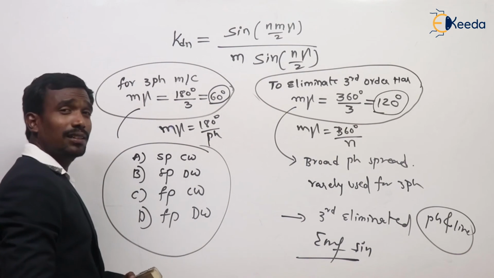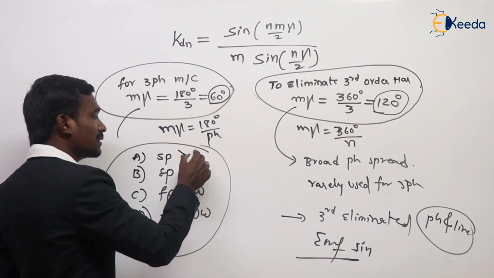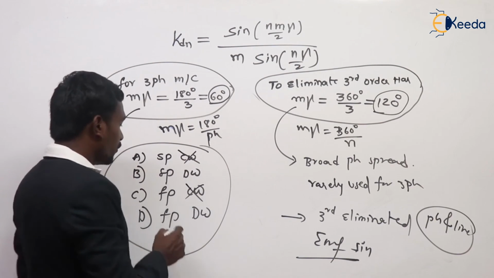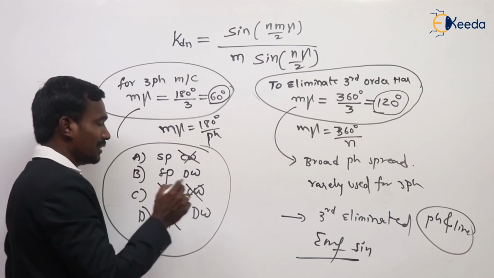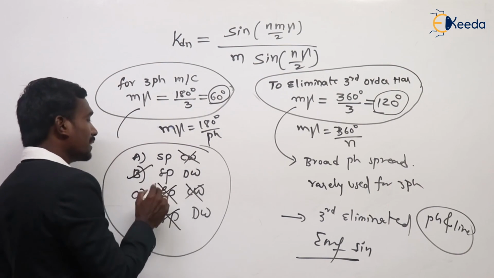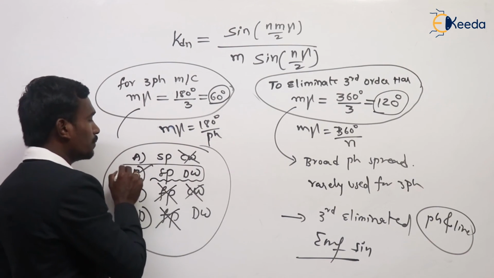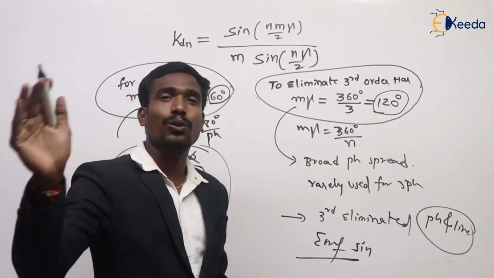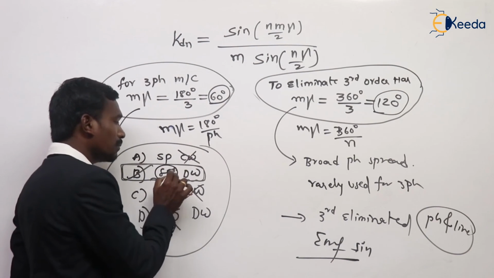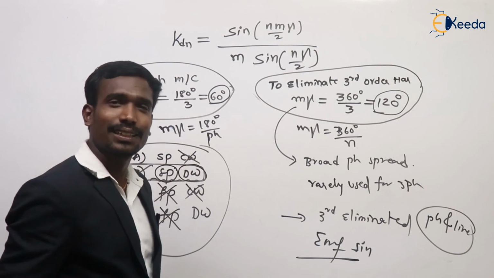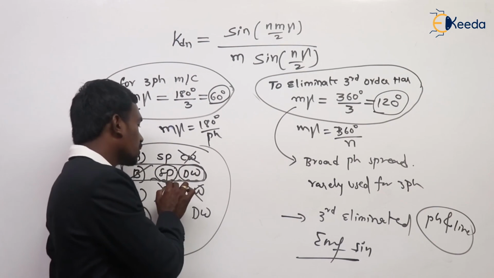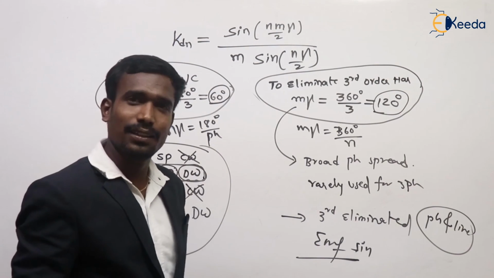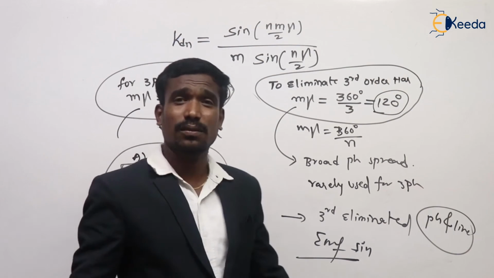Tell me the answer. In concentrated, EMF is not sinusoidal. Yes or no? In full pitch, EMF is not sinusoidal. Then when can we get the sinusoidal? Short pitch and distributed winding. We can get the sinusoidal EMF because here lower order harmonics are eliminated and here higher order harmonics are eliminated. Here alpha is equal to 180 by n. Here m gamma is equal to 360 by n. This is the concept.